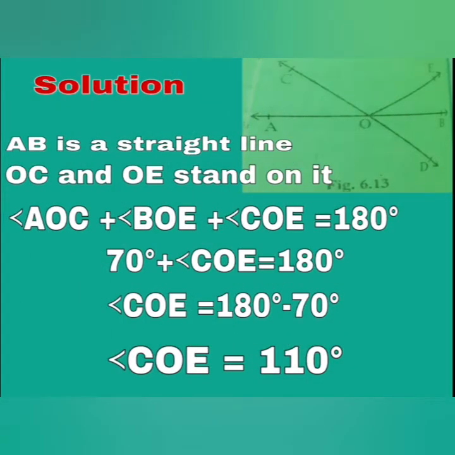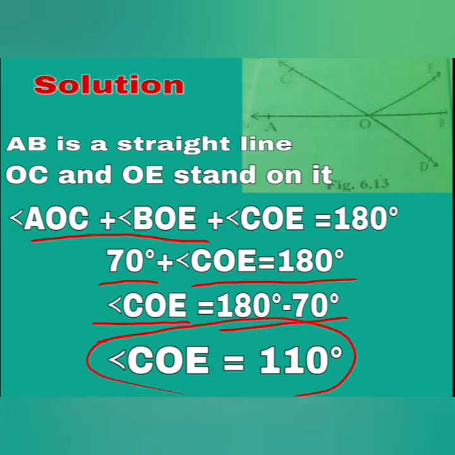Now AOC plus BOE measurement is given in the question. It is 70 degree. 70 degree plus COE is equal to 180 degree. To find out the value of COE, we are shifting this 70 degree to the other side. Plus 70 will become minus 70 degree. So there we got the value for our COE angle, which is equal to 110 degree. But it is not asked to find this COE angle. It is asked to find the reflex COE angle. So this outside COE angle we have to find out.